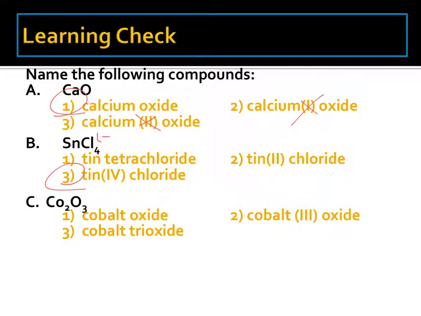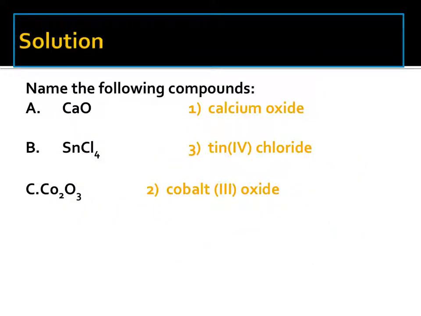Okay, cobalt oxide. Cobalt, you should know, is a transition metal as well. So right off the bat, you should be able to eliminate these two because they don't have the Roman numerals. So you know it has to be that one. So there are the correct answers. Go ahead and check your work. And that concludes naming ions and compounds.